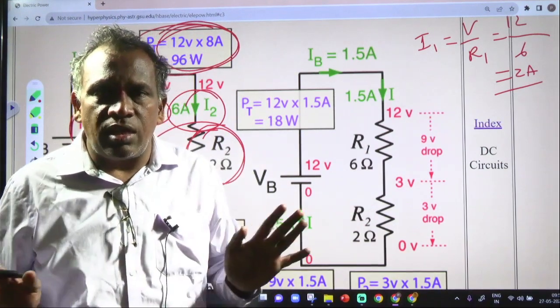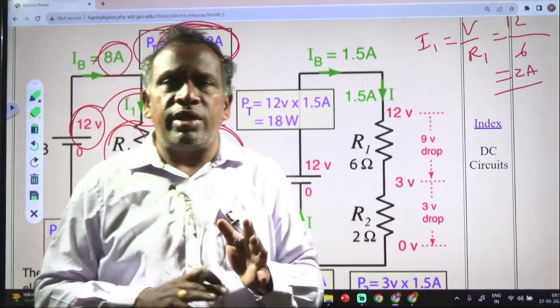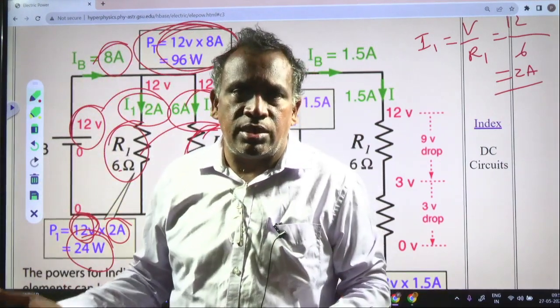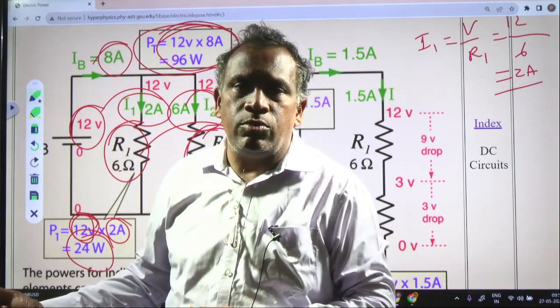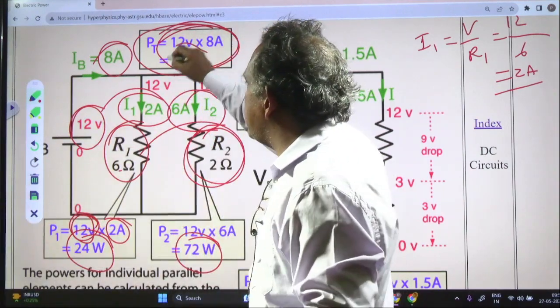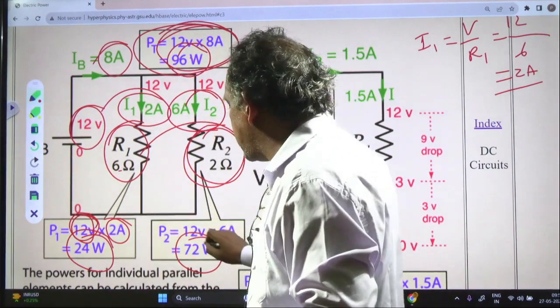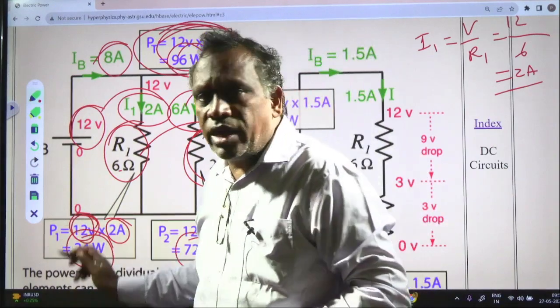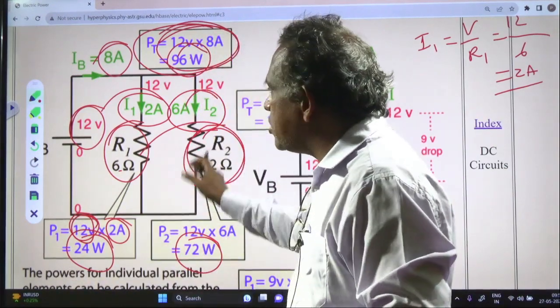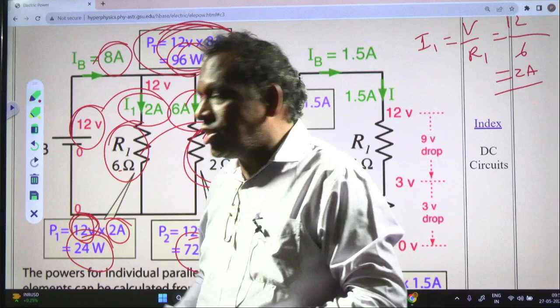Power is also divided. Total power is equal to the sum of individual powers. 96 watts is divided into 24 watts and 72 watts. In this way, the power is distributed in the parallel connection.